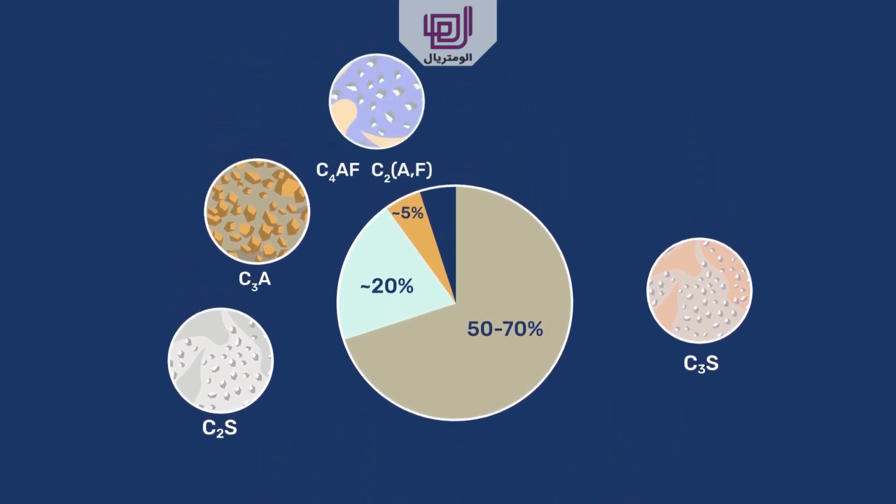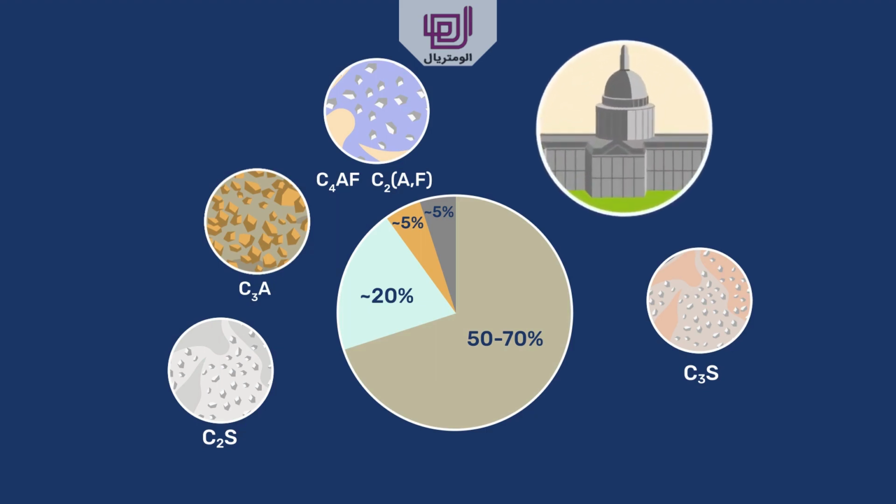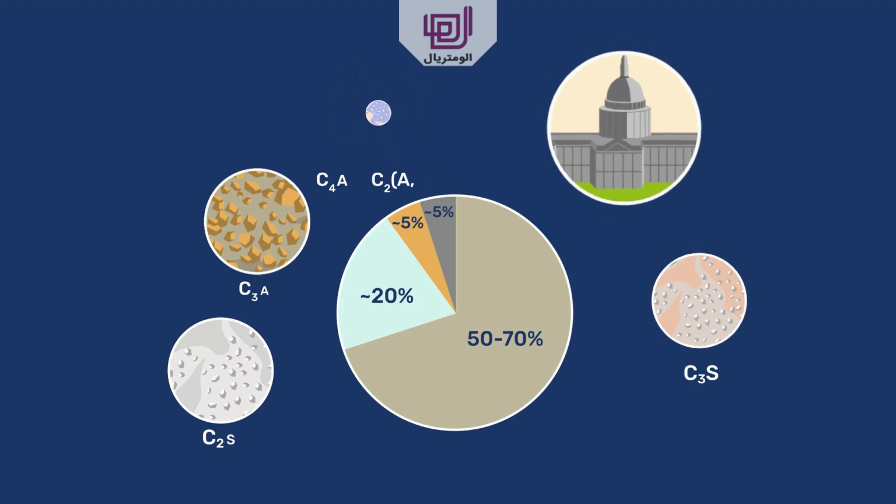C4AF, or better C2(A,F), is present in similarly low amounts as C3A. Within the first day, it reacts similarly to C3A, but then becomes much slower. This is why it is not given much consideration here, apart from the fact that it gives the grey color of Portland cement. Somewhat ironically, this grey color is what led Aspdin to call this material Portland cement, while C4AF is not responsible for the strength he praised as being on par with Portland stone.